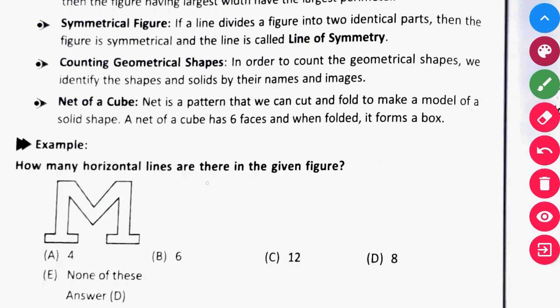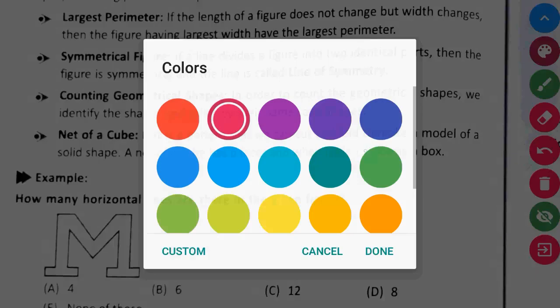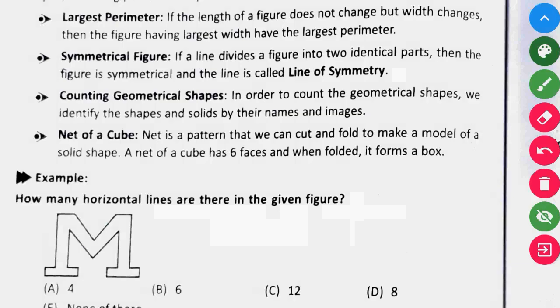Now see how many horizontal lines are there in the given figure. Now we have to calculate the horizontal lines in this geometrical shape. So only horizontal lines we will check, not a vertical one or an oblique one.